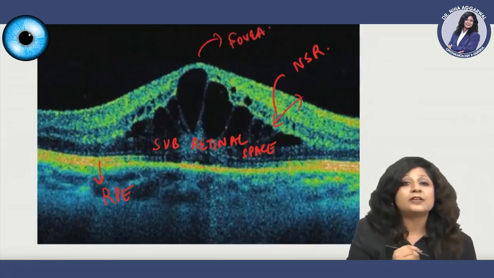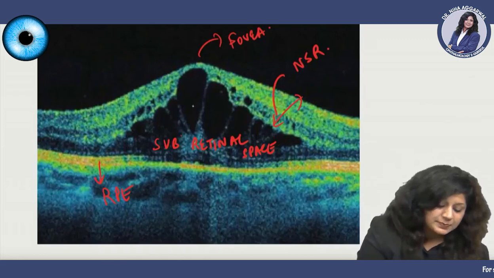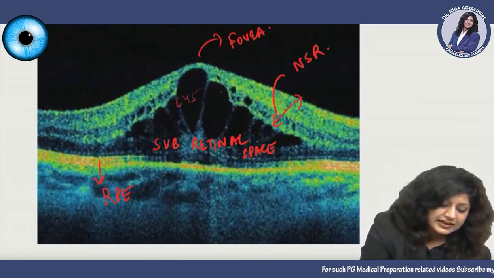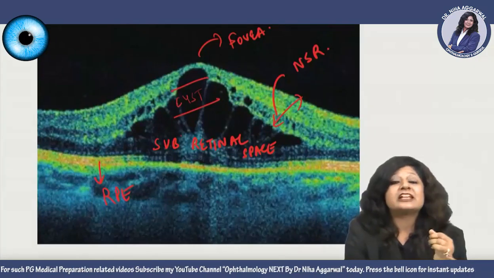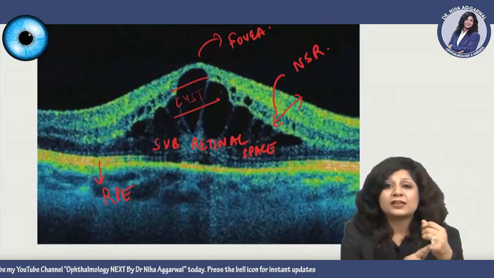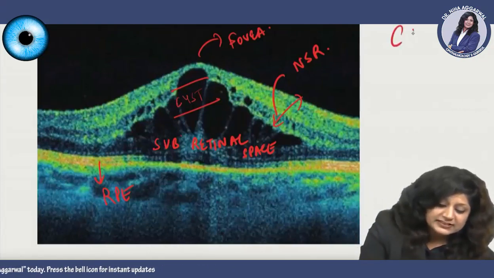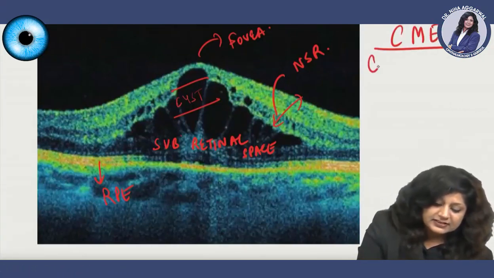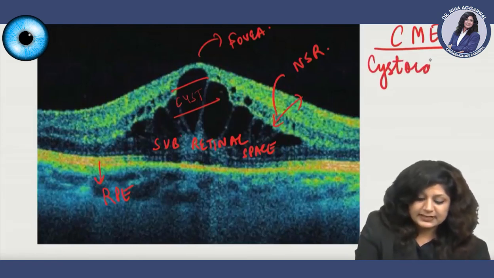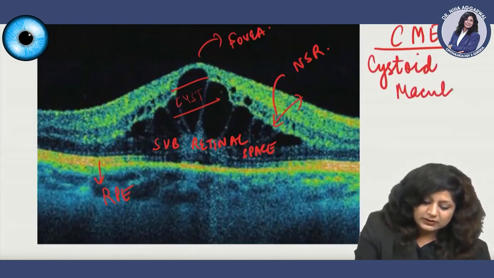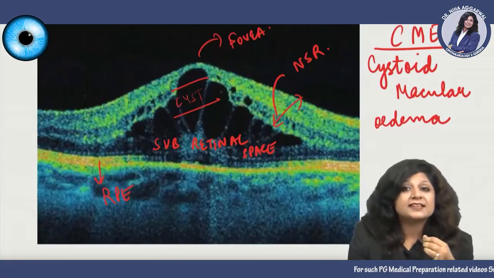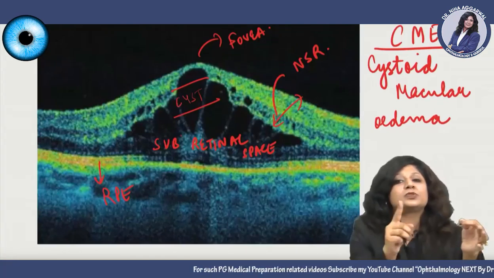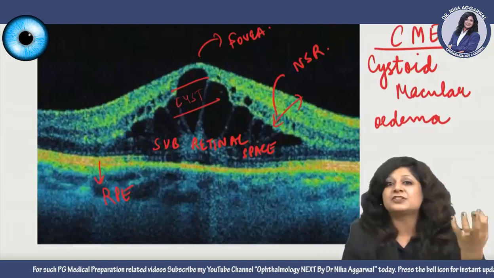Okay. Now can you see these cyst-like spaces which are present in the macular area? Because you are having cyst-like spaces in the macular area, this is CME, that is cystoid. Therefore this is cystoid macular edema, cyst-like spaces in the macular area due to the collection of fluid. Edema means collection of fluid.